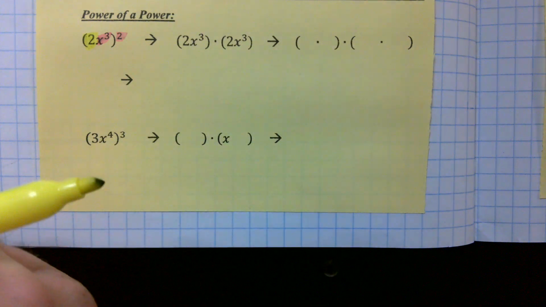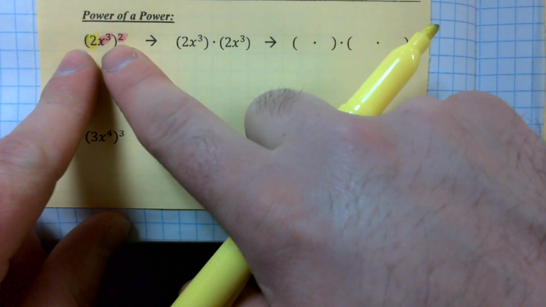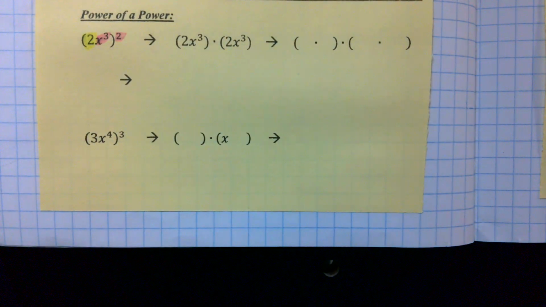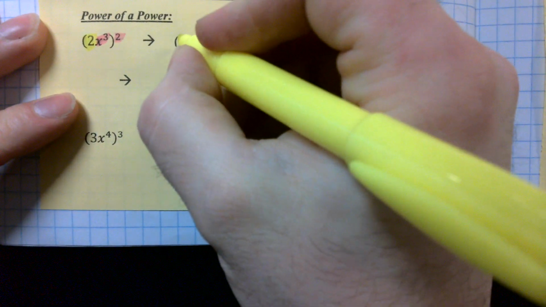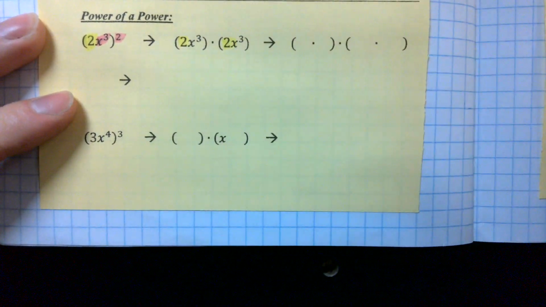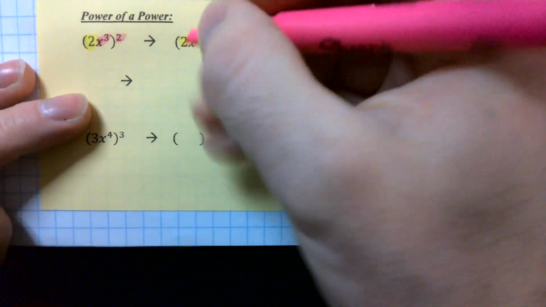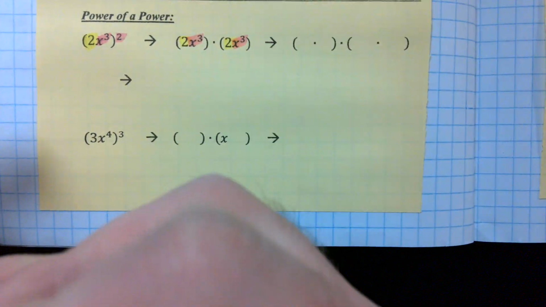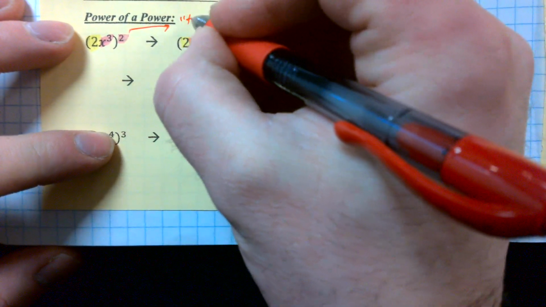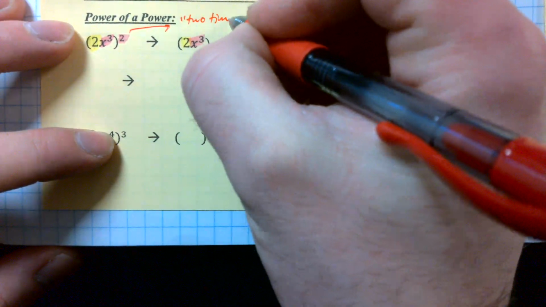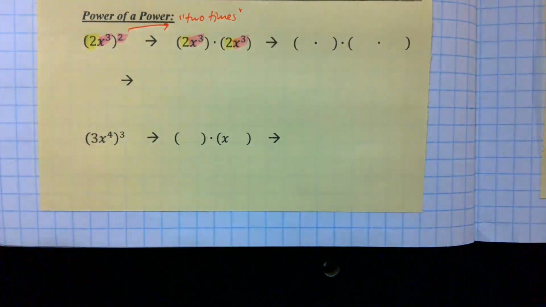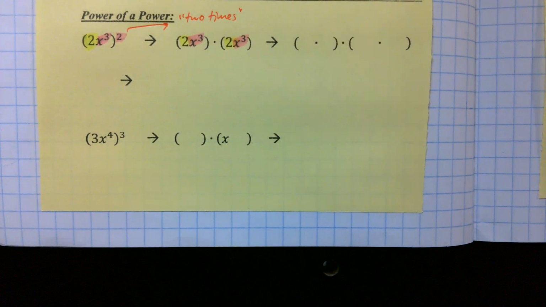All right? So I'm taking everything inside the parentheses and I'm squaring it, meaning I'm writing it 2 times. What does that look like? Well, that's 2x to the third times 2x to the third. I'm writing out everything inside the parentheses 2 times because that's what the exponent tells me to do.